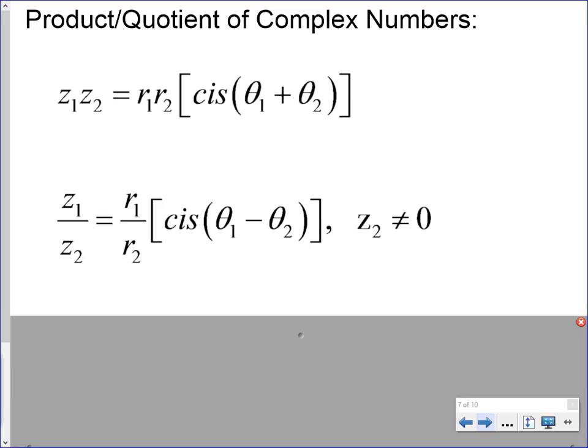Think about the patterns, because once you recognize the pattern between multiplying and dividing, it's really not so bad. First thing I'll say is on this very first one, you're taking two complex numbers and multiplying them. Remember, z is just a representation for a complex number. So complex number 1 and complex number 2.